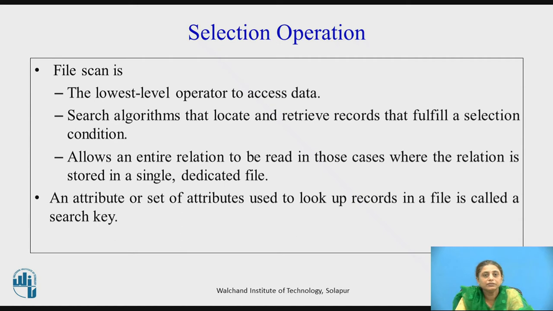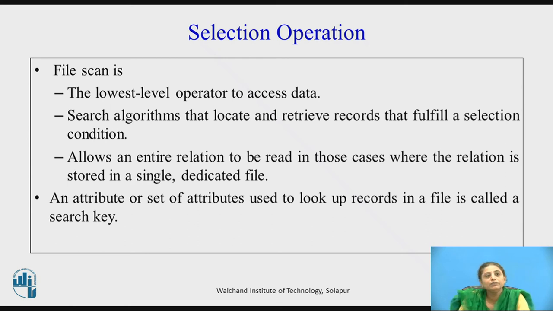Now first we will start with select operations. Obviously we have to see the select operation, join operation, sorting, and so on, so we will be looking at those in the next lectures. So what is a selection operation? It is like a file scan, which is the lowest level operator to access the data. For example, select star from employee. So I have to go through this complete employee relation, from the first to the last record. So it is like search algorithms that locate and retrieve records which fulfill a condition.